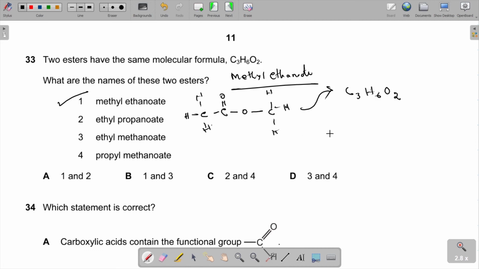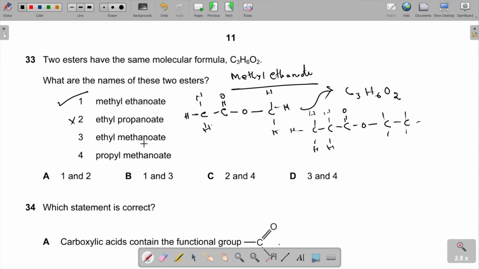So let's try to go ahead and draw it. First we need to draw propanoic acid. Prop means we have 3. 1, 2, 3, 4, 5. We already have 5, and then we have ethanol, 1, 2, 3, 4, 5. So this is not an answer.